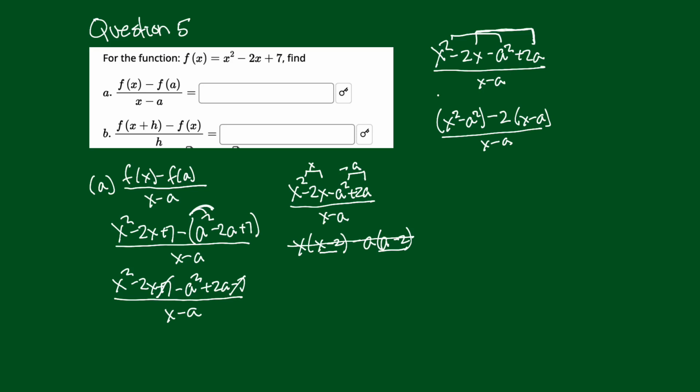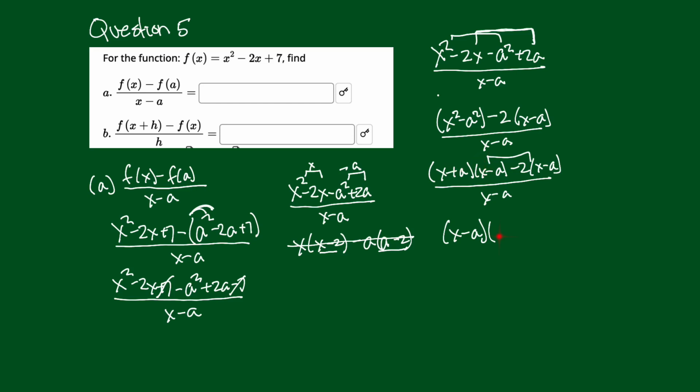I can maybe see what's happening now. All right, I can't cancel these yet, but let's factor this. Difference of 2 squares, x plus a, x minus a, minus 2, x minus a, all over x minus a. And now I can see in the numerator I've got that x minus a common, so take that out, x minus a. And if you take that out, what's left? X plus a minus 2.